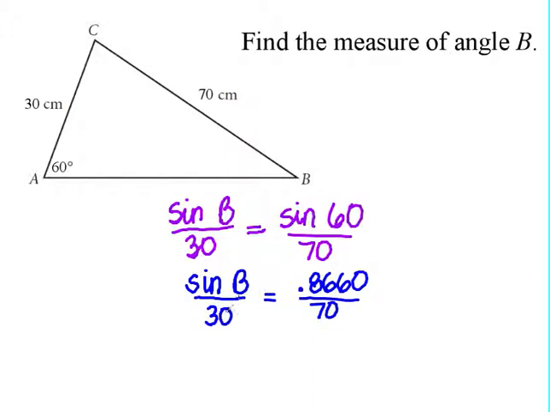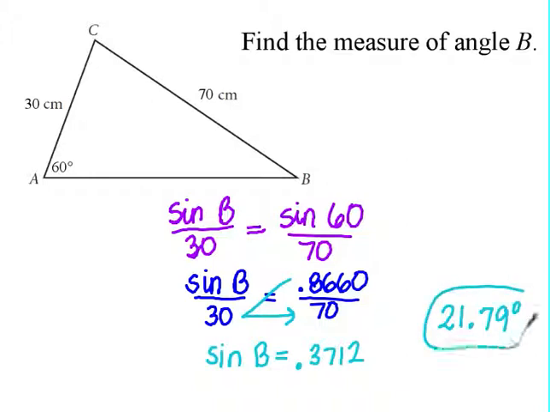So what we need to do now, multiply, divide. And what do you get? 21.79? That's the final answer. Oh no, I want to know what this angle is. Okay, tell me what your angle is. You just took the sine. It's 0.3712. Okay. Now if you do your inverse sine, you get your angle to be 21.79. Okay. Good job.